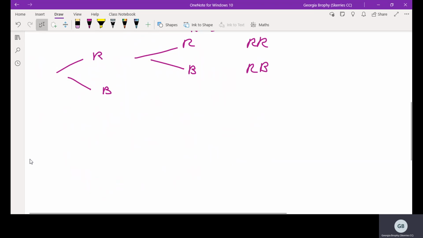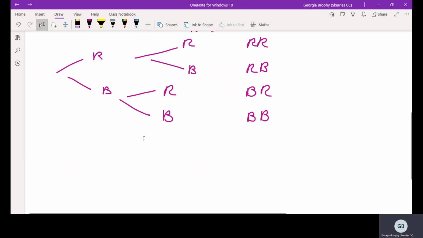Let's say with box A, you chose blue. That could be then followed by red, in which case you would have said blue followed by red, or you could have chosen blue, in which case your outcome would be blue followed by blue.